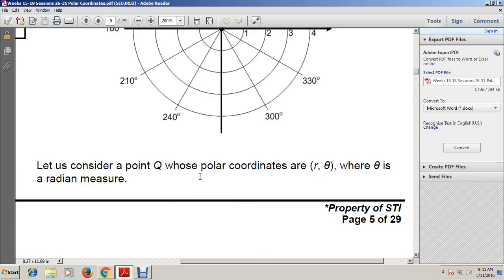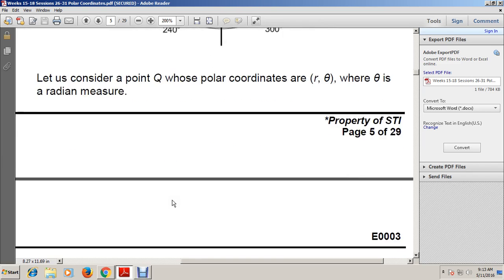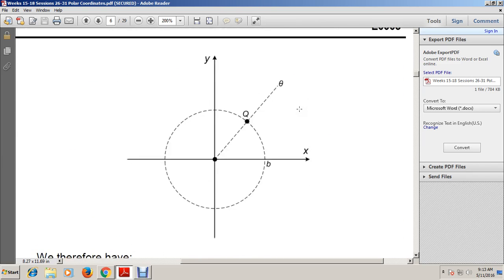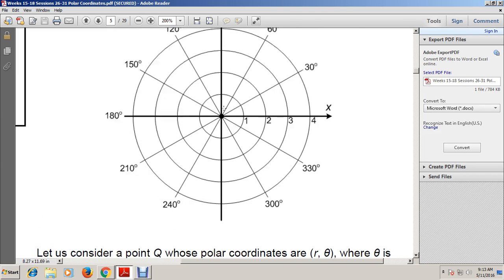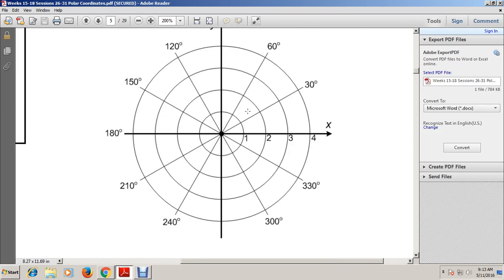Now, let us consider a point Q whose polar coordinates are represented by r, theta, where theta is a radian measure. Before we proceed, let us first define the radian measure. The radian measure is the measurement of an angle, which has a unit measurement equal to the ratio between the radius of the circle, which has 1 unit, and the arc that the ray made, which is of the same length as the radius.